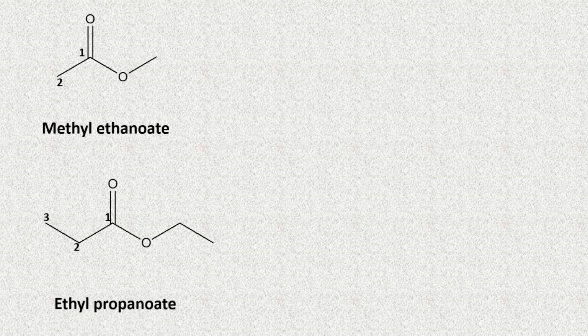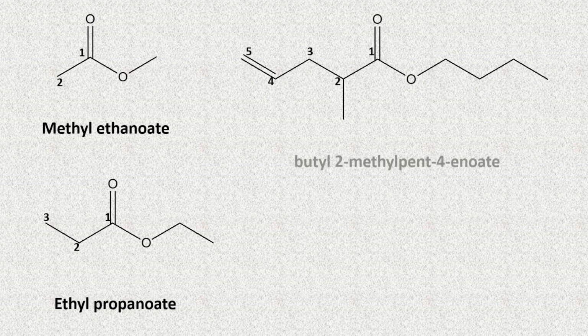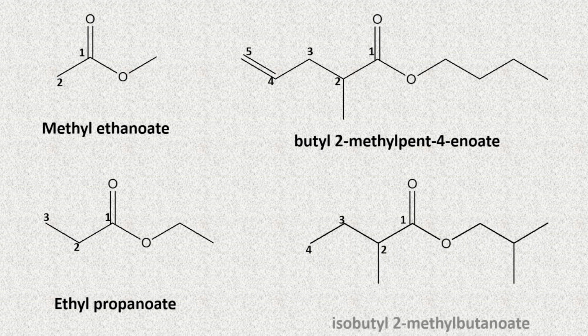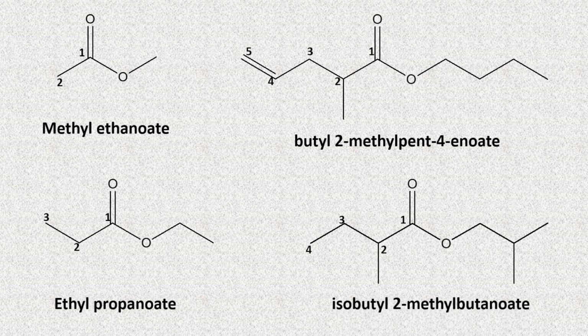ethyl propionate. In the parent chain of the third compound, there is a double bond, while the alcoholic part is a butyl. So its IUPAC name is butyl 2-methylpent-4-enoate. The alcoholic part of the fourth compound is isobutyl. So the IUPAC name of the fourth compound is isobutyl 2-methylbutanoate.